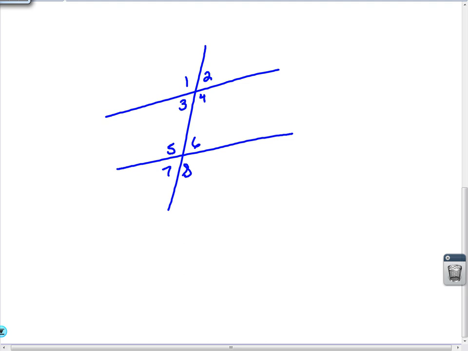Okay, Vanessa, thank you. Angle 1, Vanessa, corresponds with 5. 1 and 5 are the same size. Everybody understand that? Slide it down. They're in the same spot. 1 and 5 are the same.